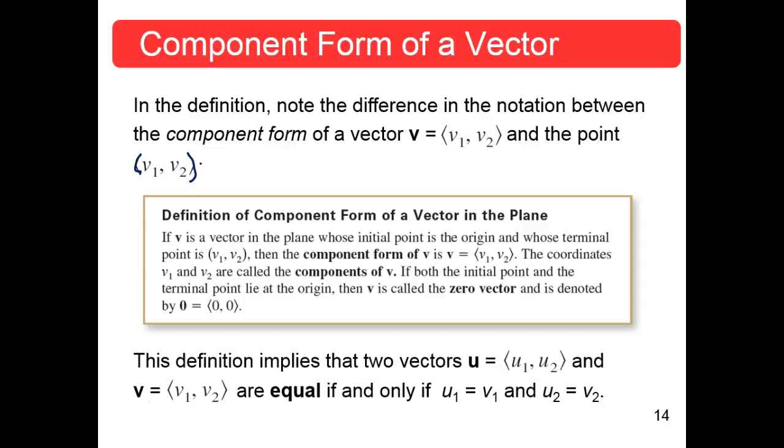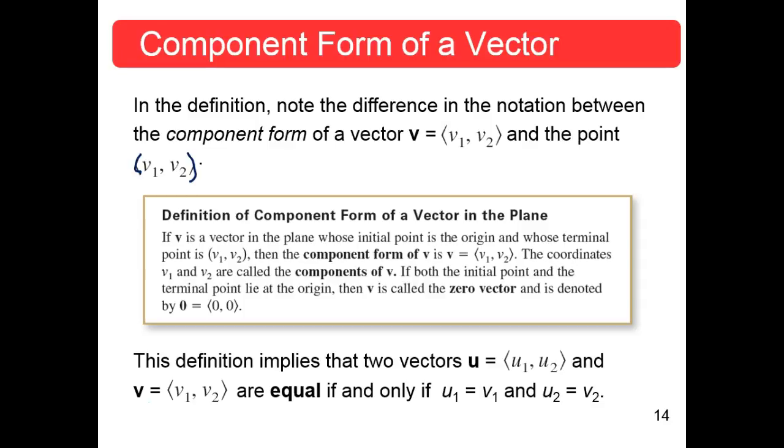So the definition of the component form of a vector in a plane: if V is a vector in the plane whose initial point is the origin, whose terminal point is the point (V1, V2), then the component form of V looks exactly the same except with angle brackets. So if it's a point, P, Q, something like that, then it's parentheses. If it's a vector, V, boldface, whatever, then its components are angle brackets V1, V2.